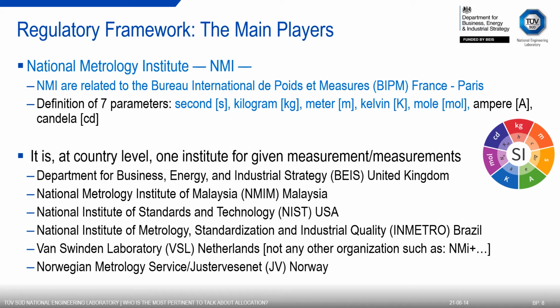There is at least one NMI in each country, and I'm giving you here the list. You will have the National Metrology Institute of Malaysia, for example. You will have the NIST in USA. You may have INMETRO if we go to Brazil. You will have the VSL if we go to the Netherlands, for example, and in the case of UK, it will be the Department for Business, Energy and Industrial Strategy to help in this domain.